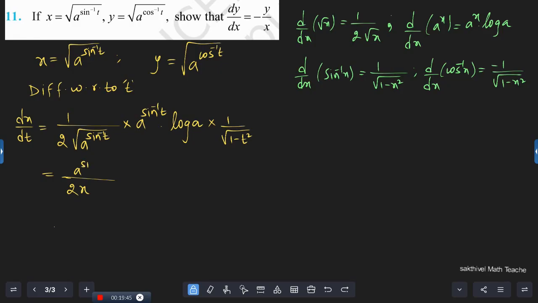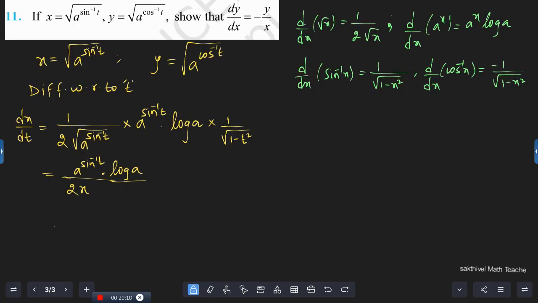A power sin inverse t into log a. Okay, like that you can write. And this also you can write, I think, x square. Shall we write this a power sin inverse as x square? Because when you square, the root will cancel, right? Am I right, children? If you need, we'll apply. Yes, we need. I think we can cancel this.